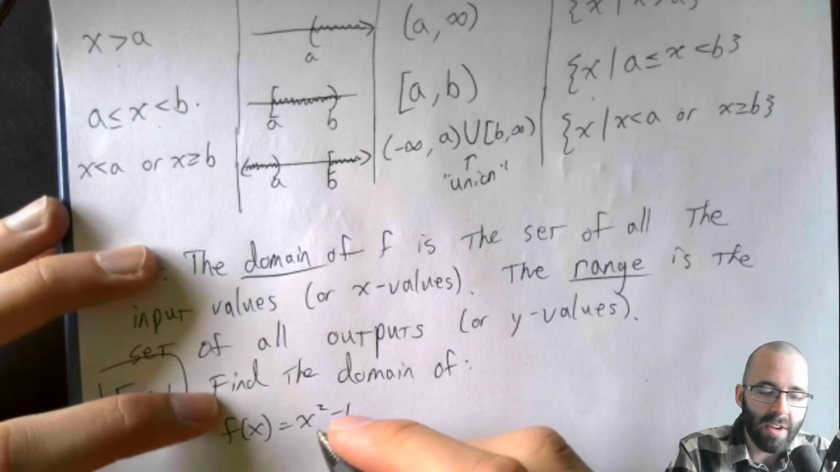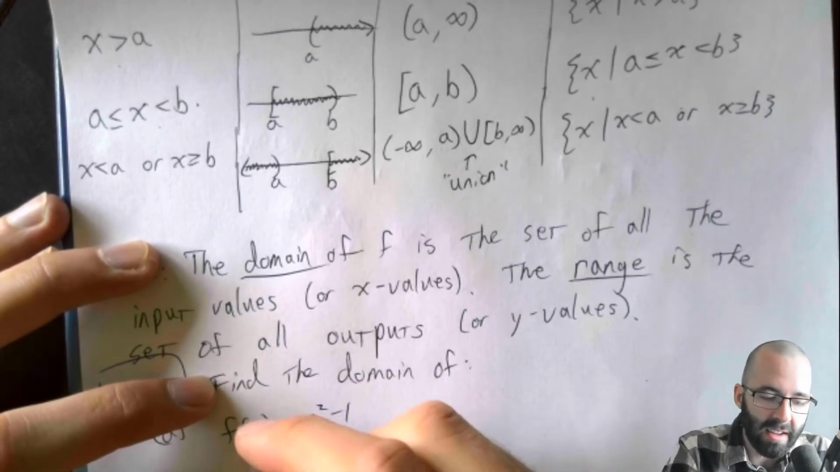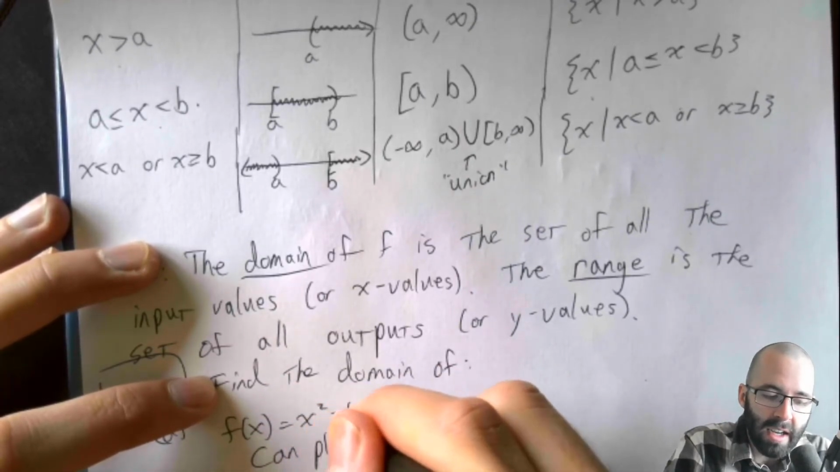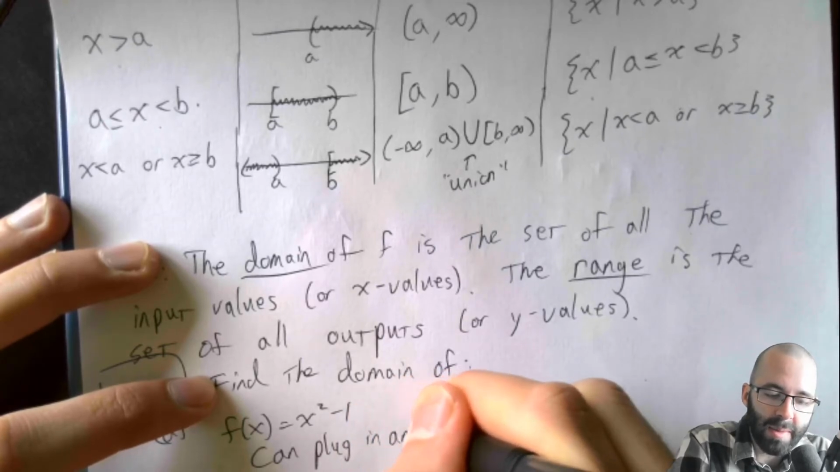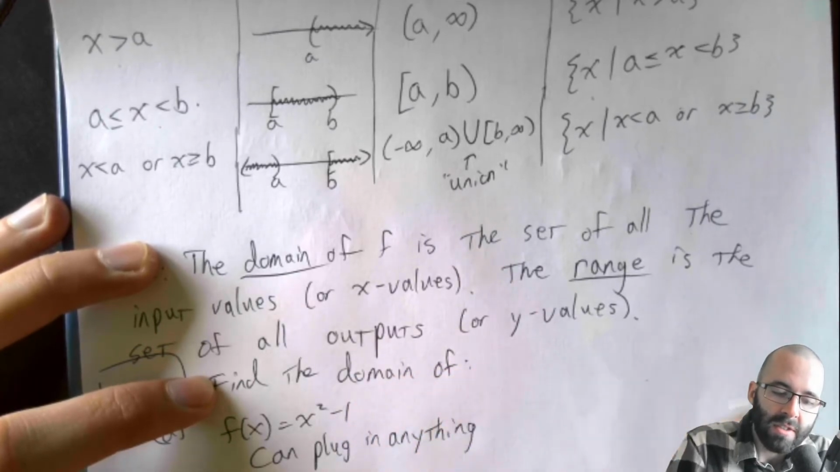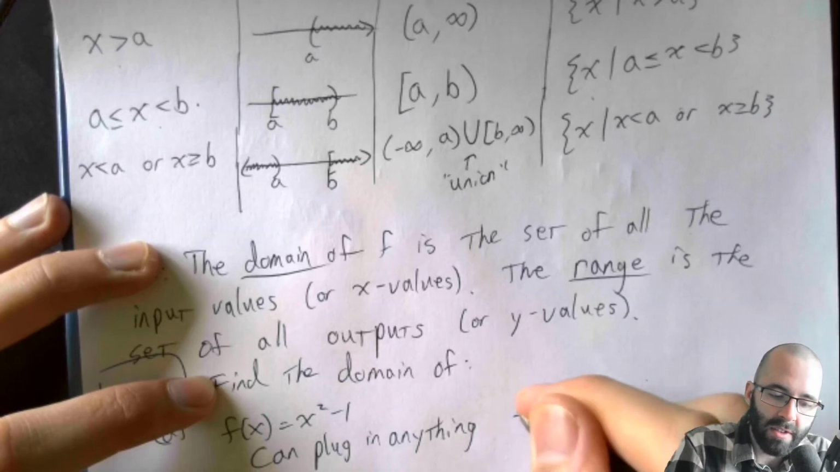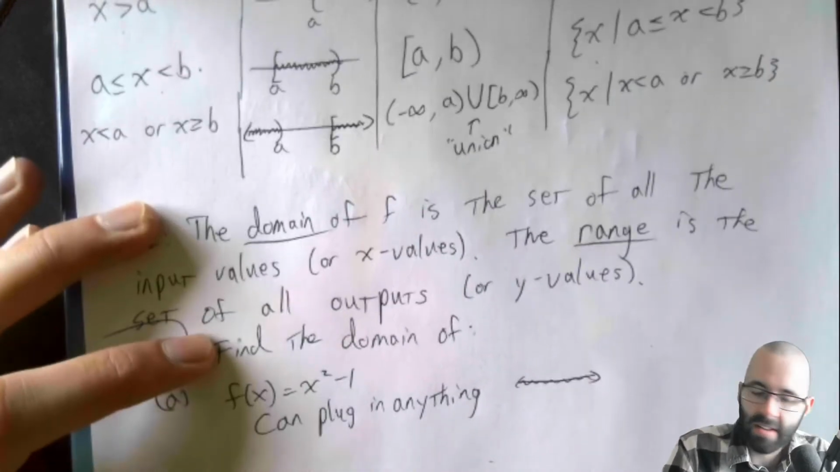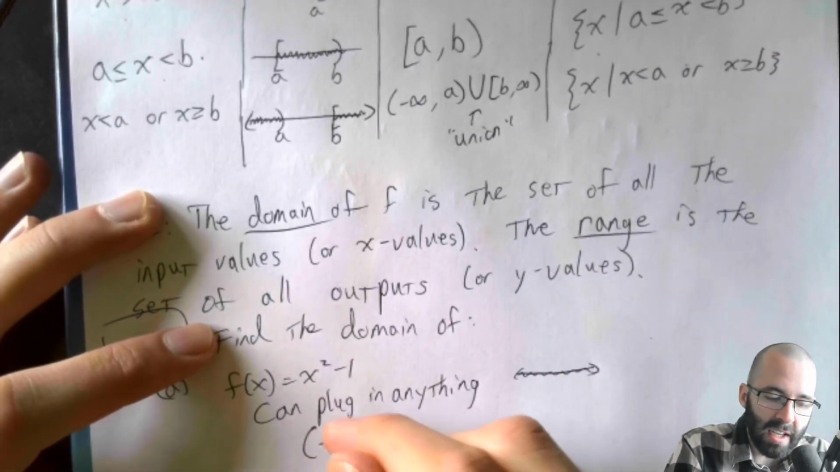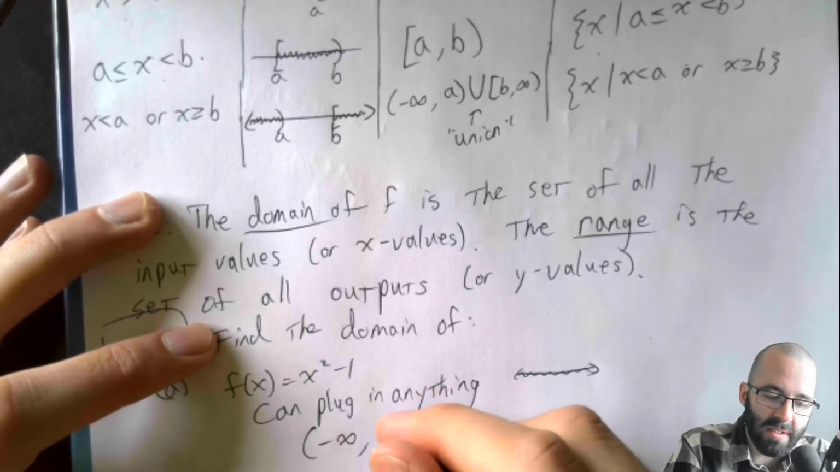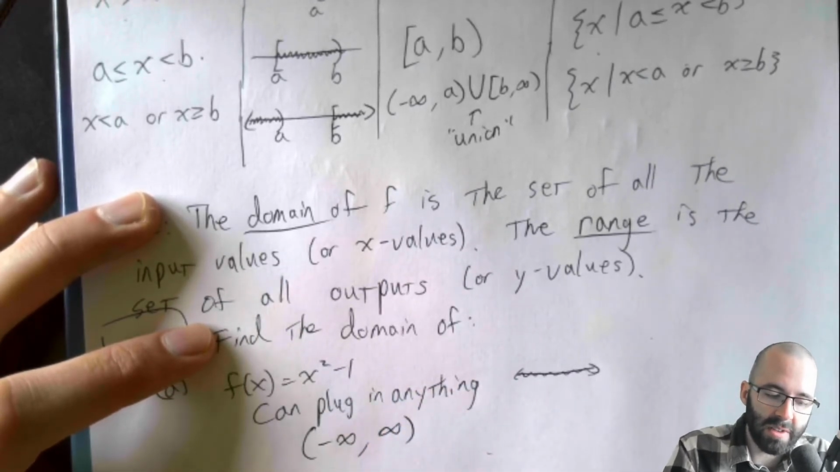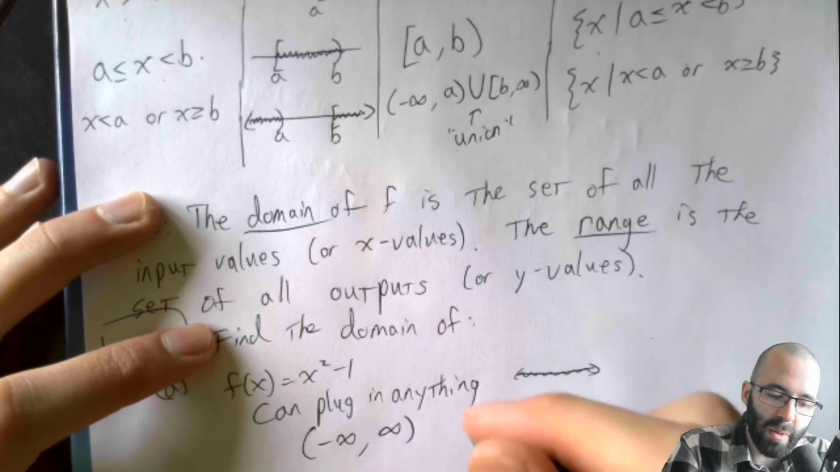There's nothing that causes a problem. We can plug in anything, right? Can plug in anything, happy day. So on the number line, the whole number line is our domain. The smallest we can get is negative infinity, always a parenthesis. The biggest we can get is positive infinity, always a parenthesis. That's one way to write your answer.